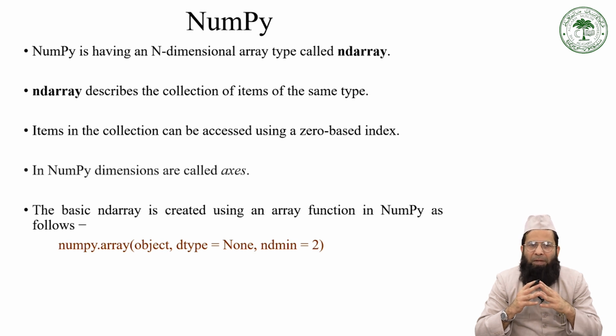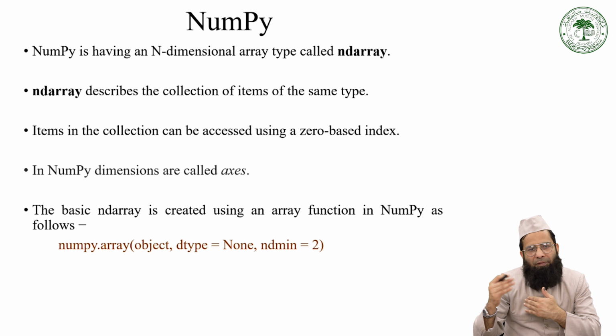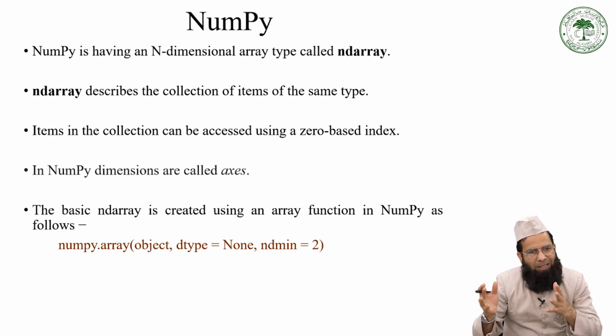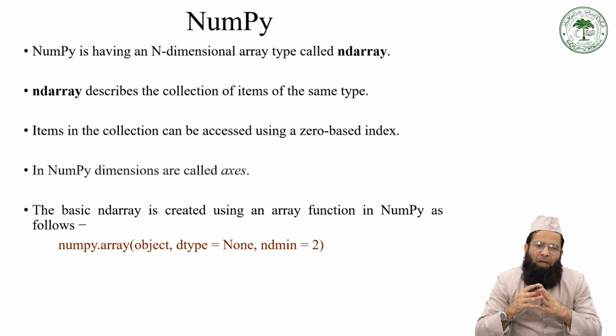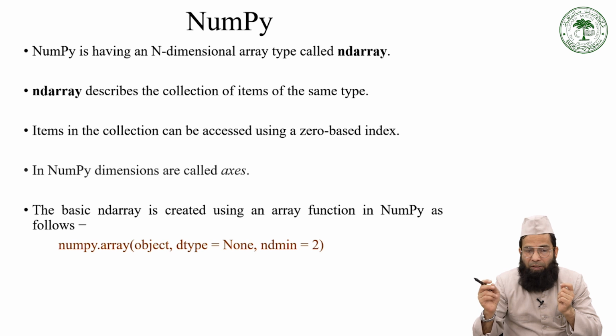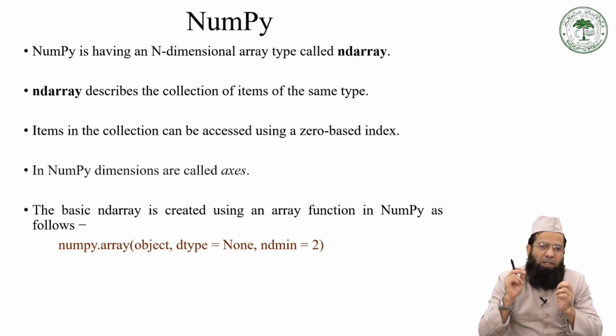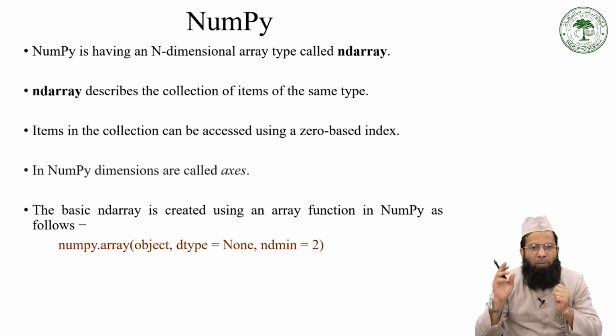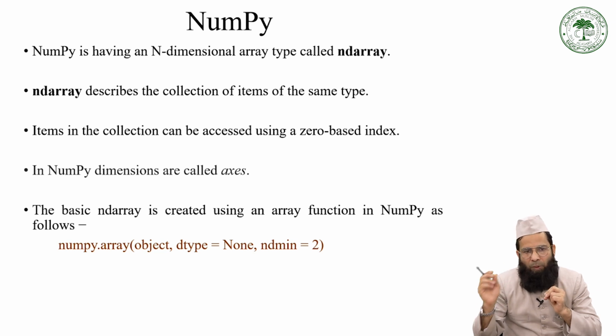Items in the collection can be accessed using a zero-based index, like we have seen in a Python list. We have used zero-based index in the case of a list, not in a dictionary. Sorry, in the case of a list, we have seen zero-based index. Similarly for string and for tuple and so on.